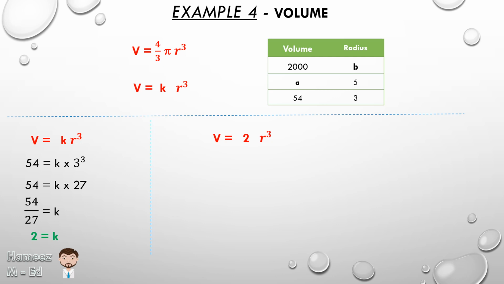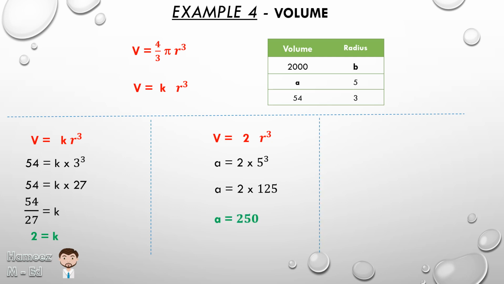Now, we can substitute to find A. When V is equal to A, the radius is 5. So we can write A is equal to 2 times 5 cubed, which works out to be 2 times 125. So A is equal to 250.